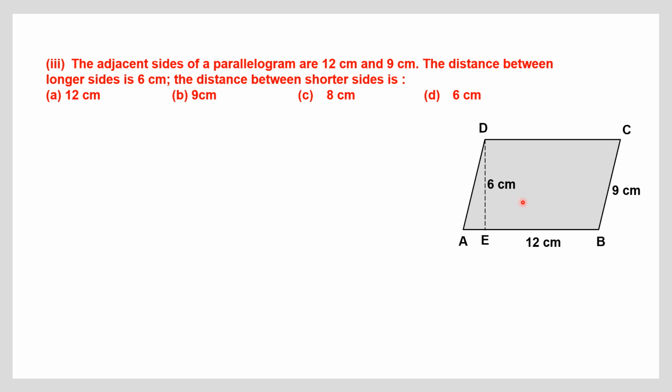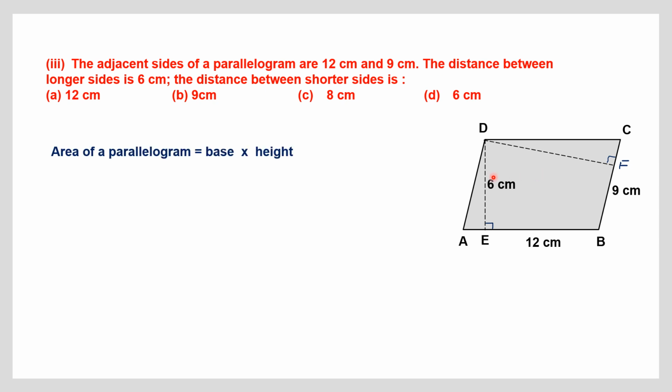Now, we have to find the distance between the shorter sides. So, these two, that is AD and BC, are the shorter sides. The distance will be this. We can mark this as F. So, DF is the distance between the shorter sides. Okay, it forms 90 degrees, remember. So they form 90 degrees there. So this is what we need to find.